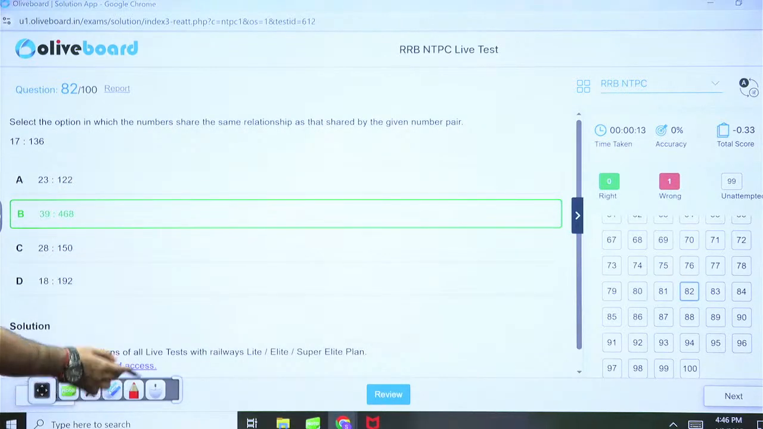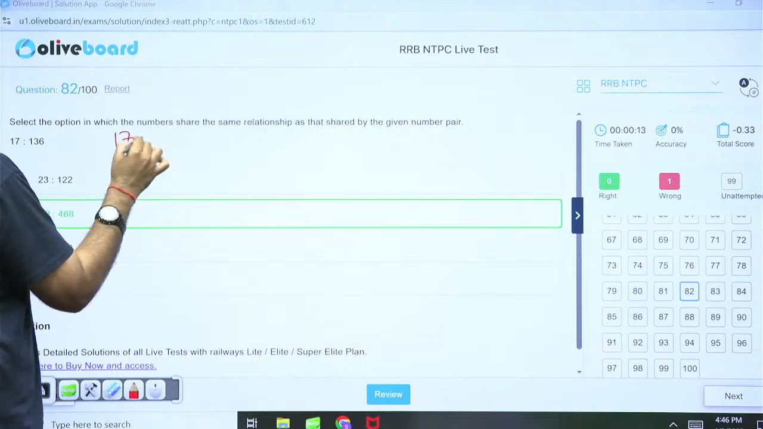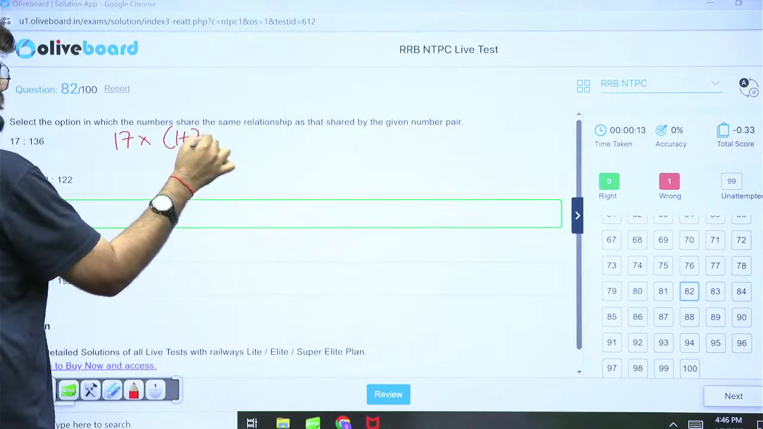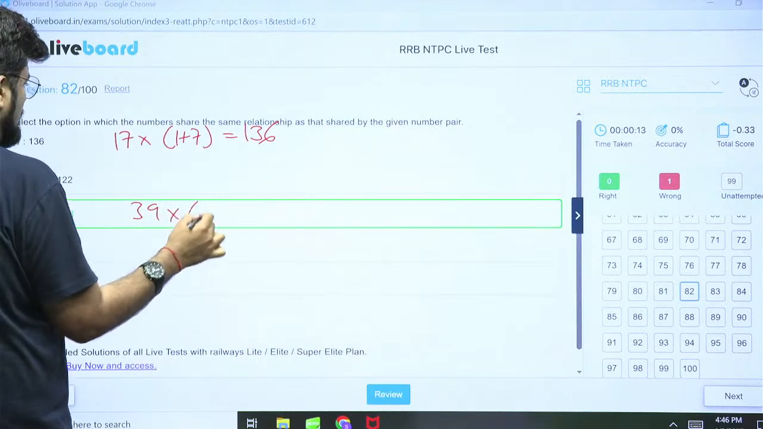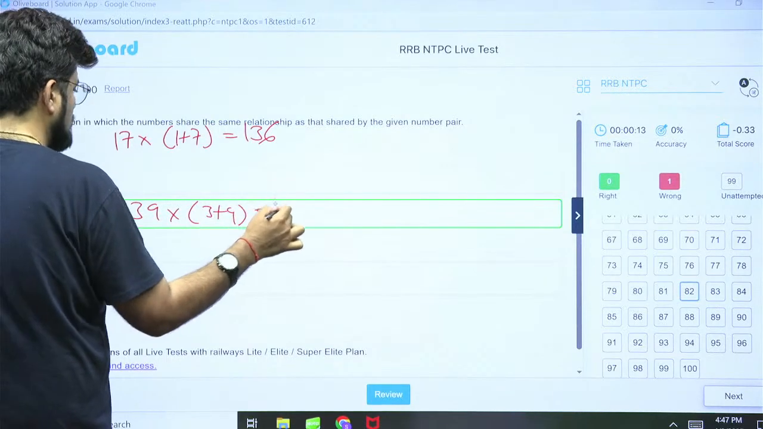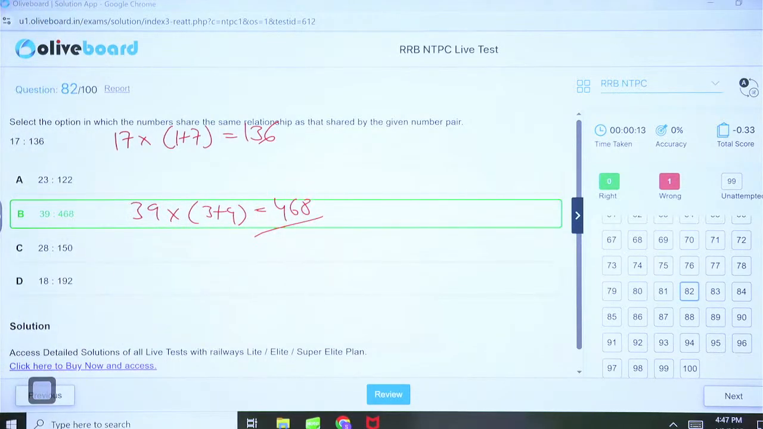Okay, yes, I found another logic here. 17 is being multiplied by 1 plus 7 to give us 136. Similarly, 39 is being multiplied by 3 plus 9 to give us 468. Correct. Option B is the right answer. Good job. Next.